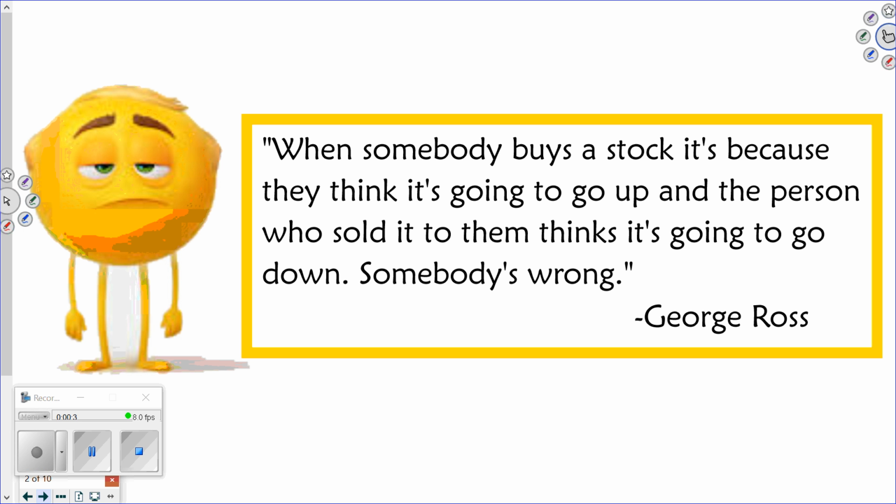I like this quote: when somebody buys a stock, it's because they think it's going to go up, and the person who sold it thinks it's going to go down. Somebody will be wrong. Which I thought was pretty great, because it's true.